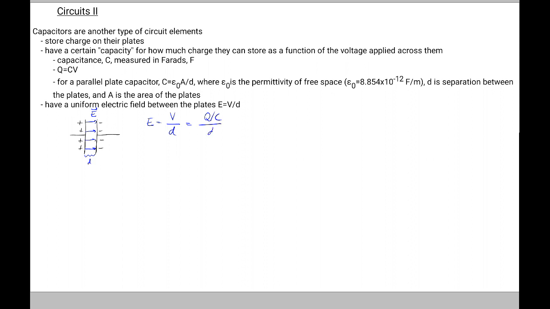divided by D. And if we use for C the capacitance of a parallel plate capacitor, then substituting things, we end up with Q divided by epsilon naught A over D, divided by D. So that is going to end up being Q over A divided by epsilon naught. And Q over A has symbol sigma and is called surface charge density.